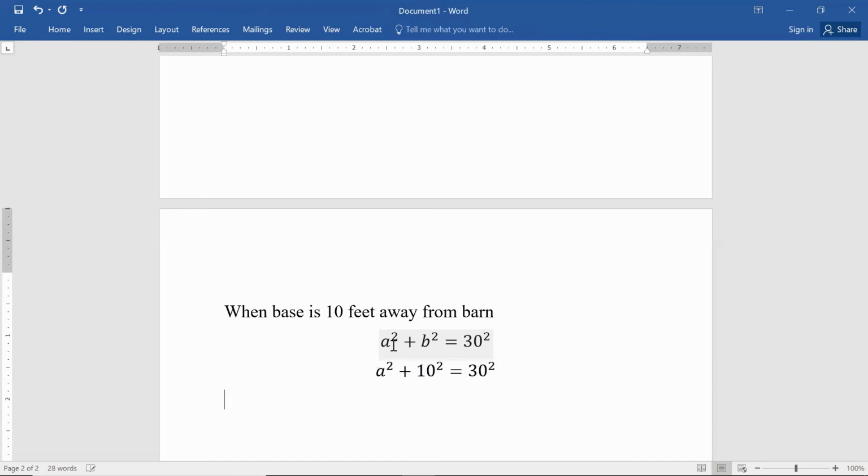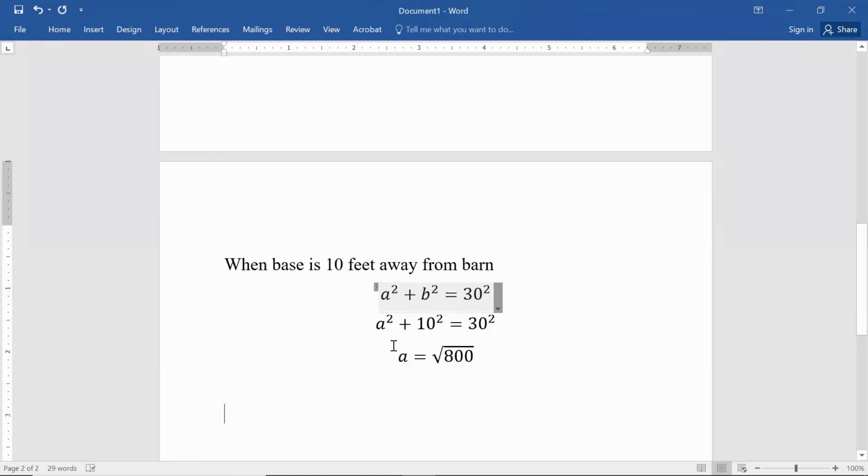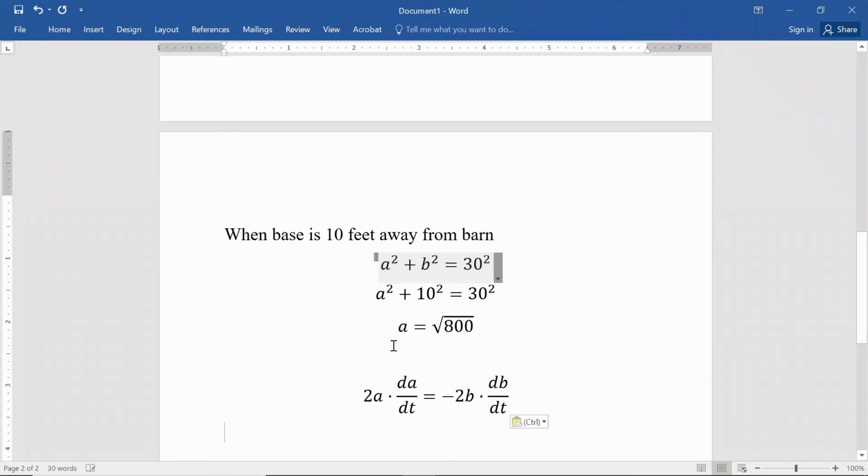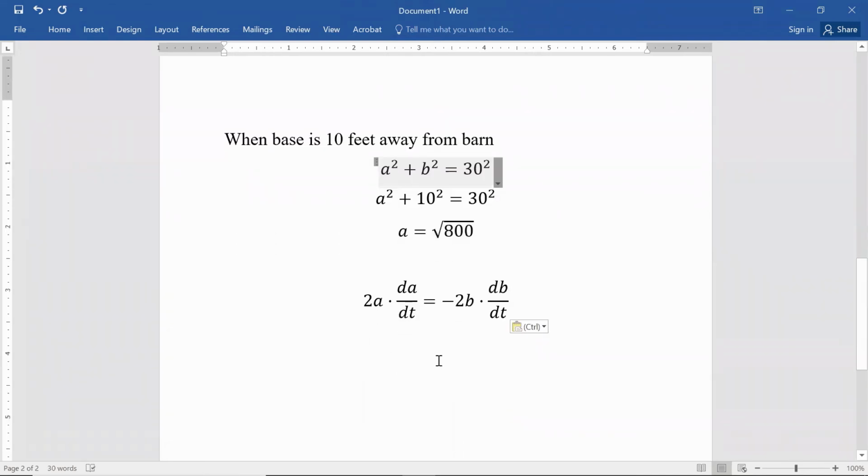And if I solve this, 30 squared minus 10 squared is 800. And that doesn't have a nice square root. The square root of 800 is about 28.28. So A is equal to, I'm going to call it, the square root of 800. So there you go. Now we know our rates of change are related in this way.